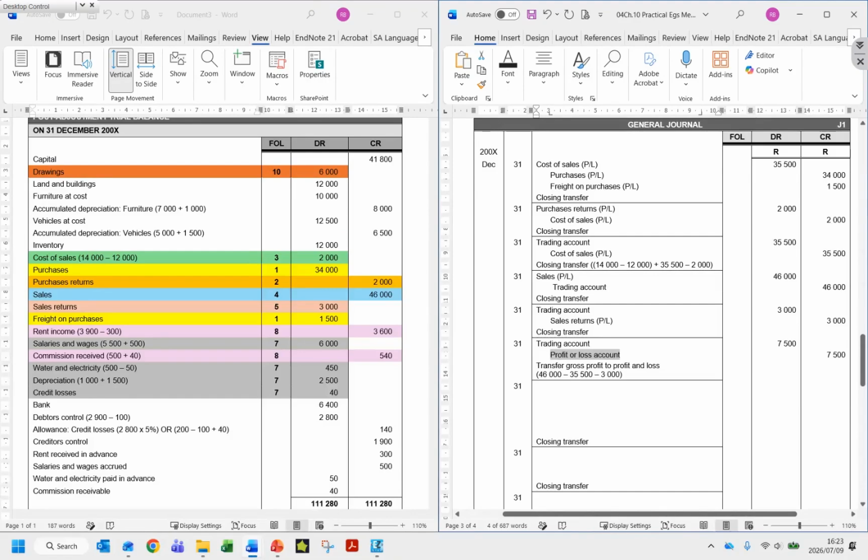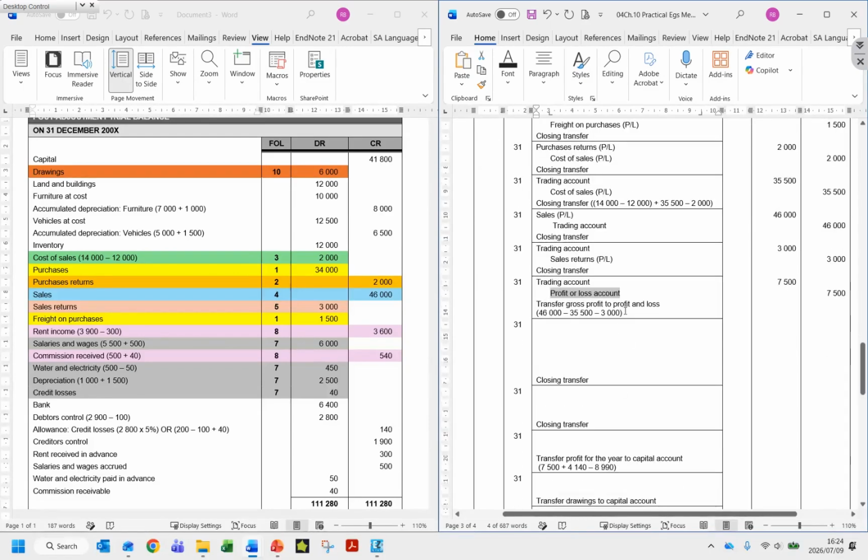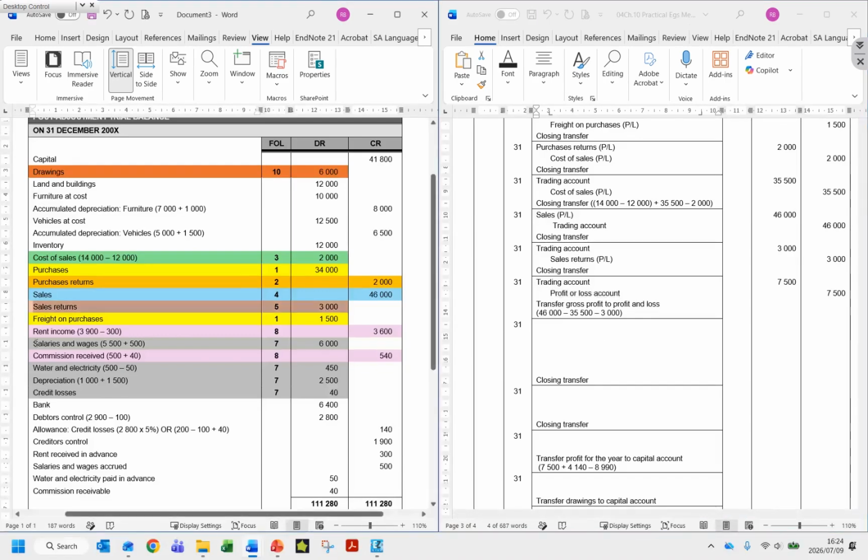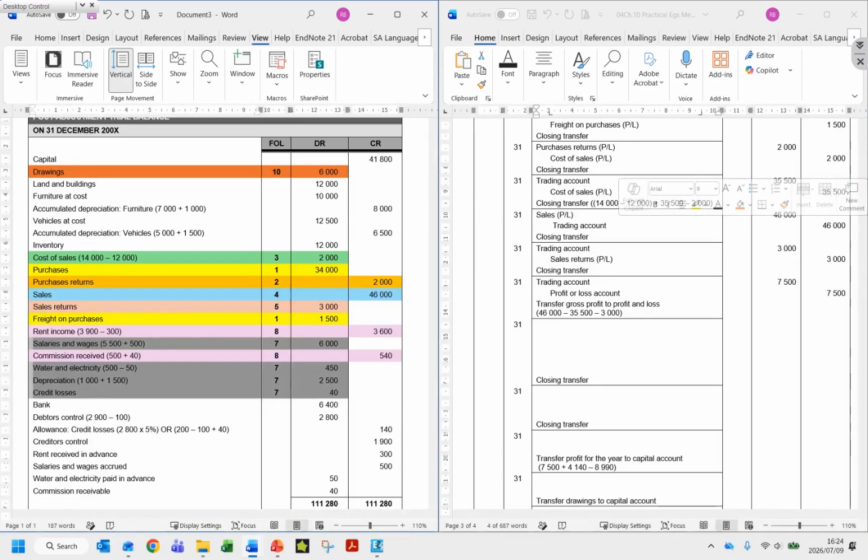Once again, same as with the trading account, the profit or loss account is a temporary account that is only used to calculate the profit for the year. It does not appear in any financial statement. So we've got the gross profit in the profit or loss account. Then we go and have a look at all our expense accounts. So we have salaries and wages, water and electricity, depreciation, and credit losses. These all have debit balances.